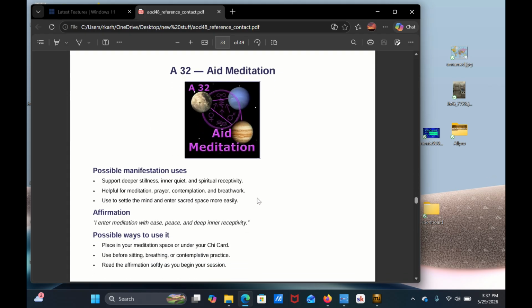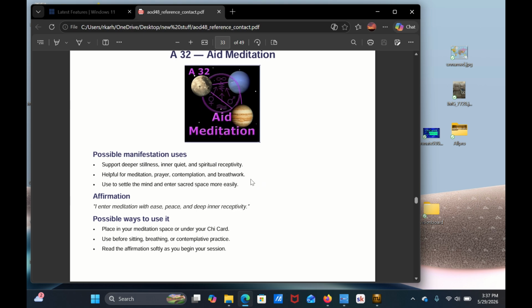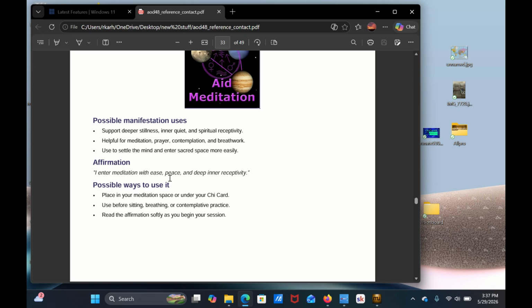Aid meditation. Support deeper stillness, inner quiet, and spiritual receptivity. Helpful for meditation, prayer, contemplation, and breath work. Used to settle the mind and enter sacred space more easily. I enter meditation with ease, peace, and deep inner receptivity.